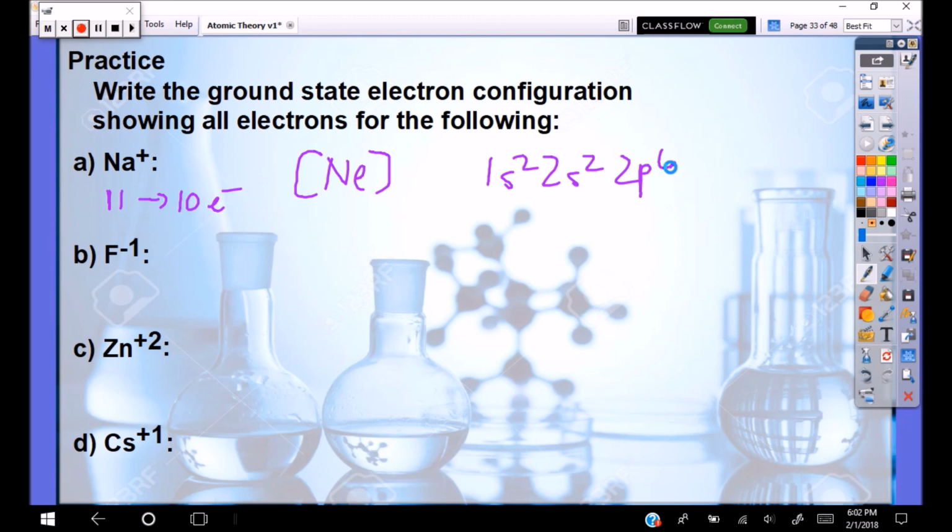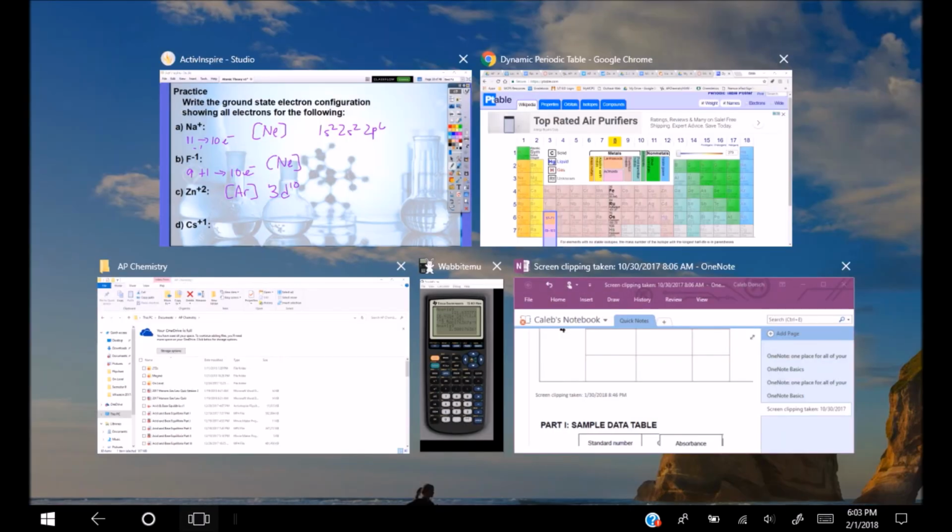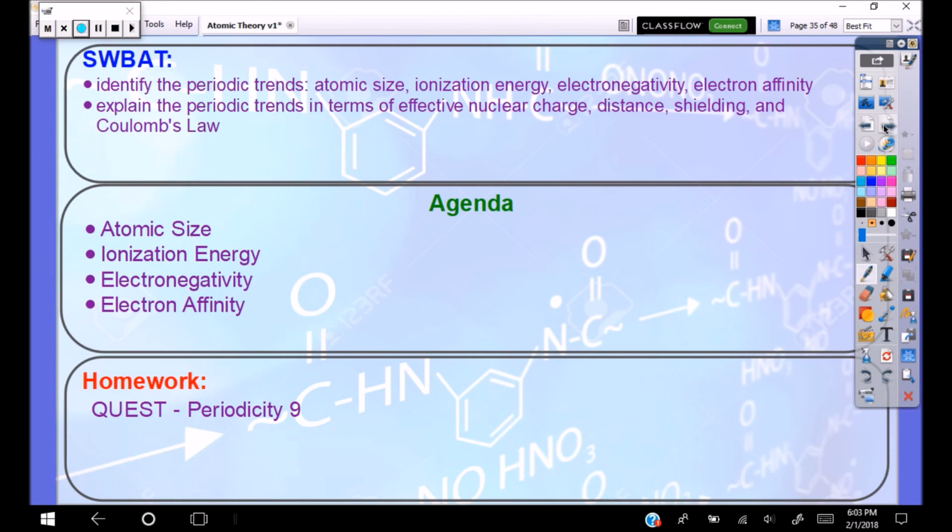All right. Same thing with fluorine. Fluorine starts with 9. It becomes a -1, which means it gained an electron, and becomes 10 electrons. So -1, +1. Oh, look, it's still neon. What are the configurations for zinc? Zinc 2+ specifically. All right. And then cesium 1+. That is all for today.